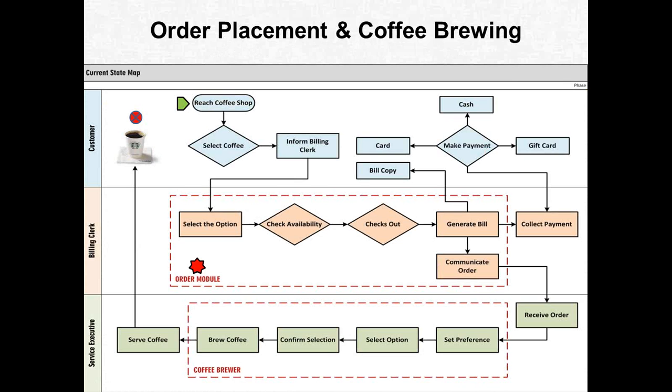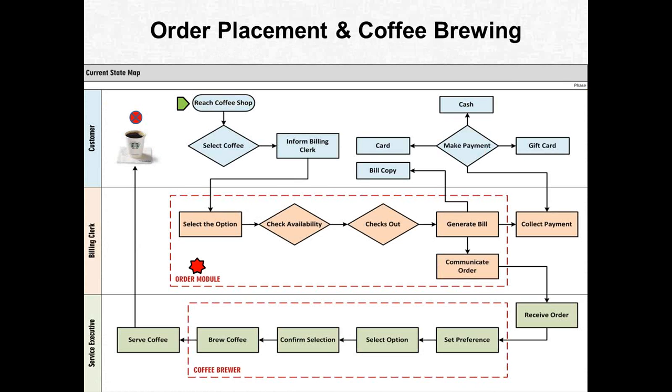Of course, it gives you some benefits. You will earn some points, okay? And the most important thing is it has the preference encoded, right? So that is the thing they want to introduce. And now I'm going through various processes, and I identified one process, order placement and coffee brewing, that is going to be affected.